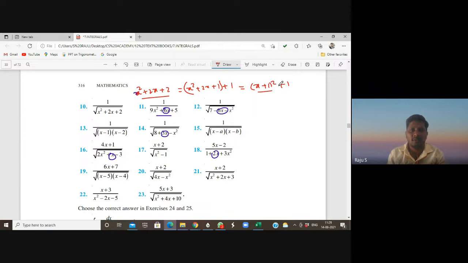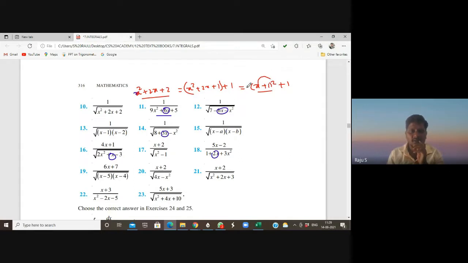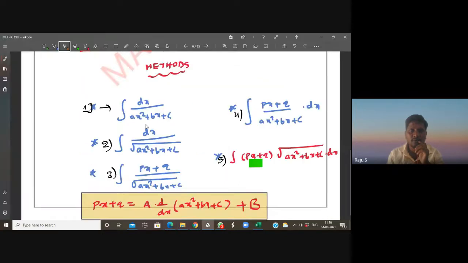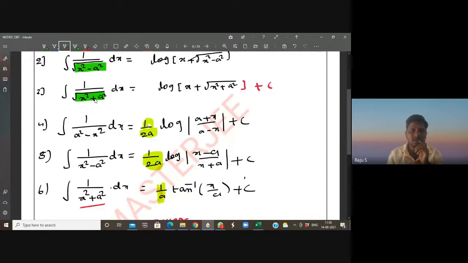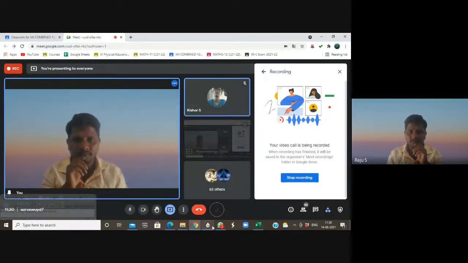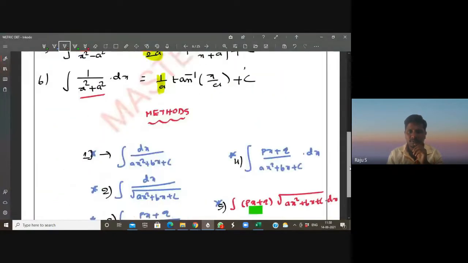There is no x variable. Don't expand that. You can consider that x square alone. So 1 by square root of (x plus 1) the whole square plus 1. 1 can be written as 1 square. It is in the form of the third standard form, right? Square root is there, in between plus is there. A value is 1. So the answer can be written as log of something.